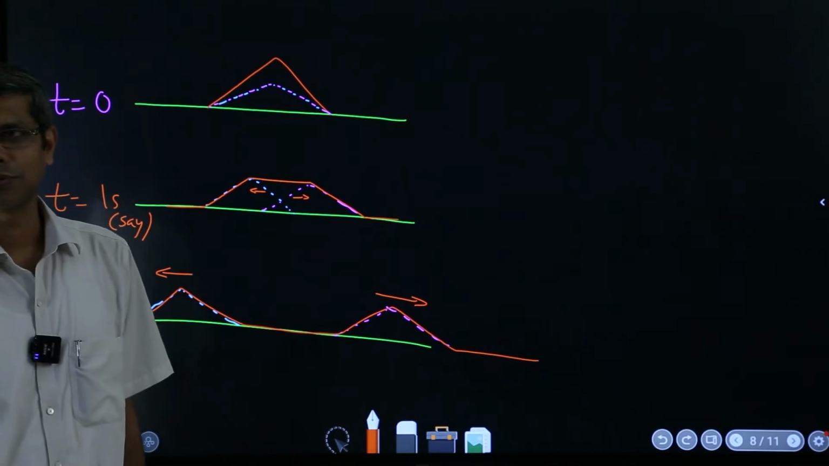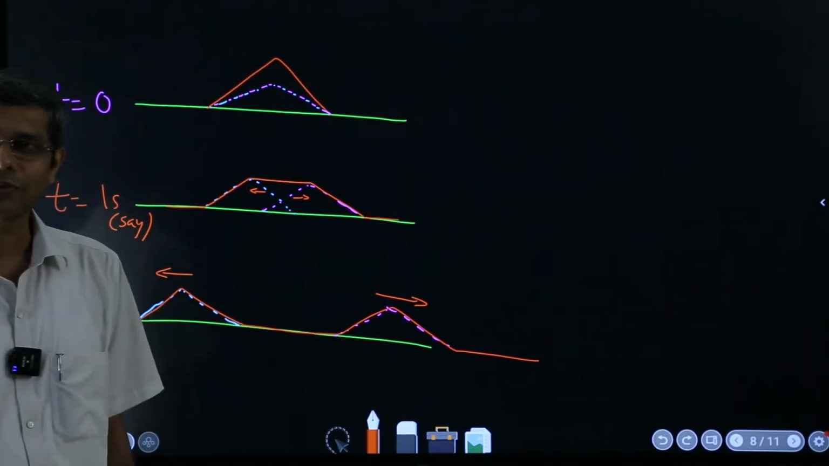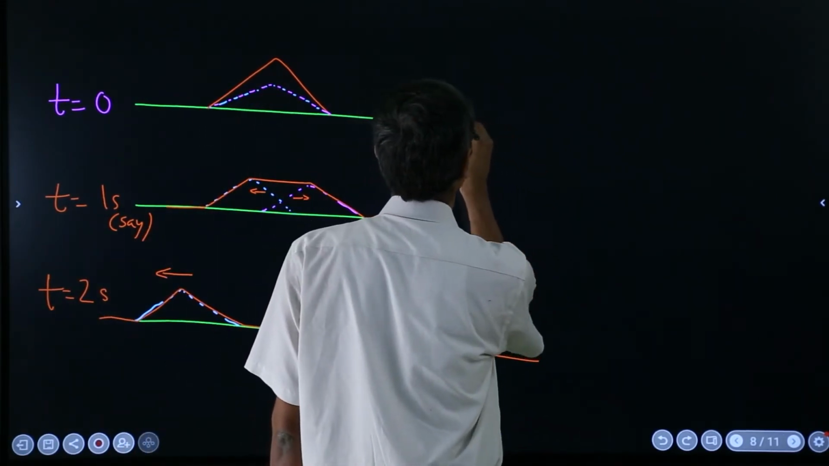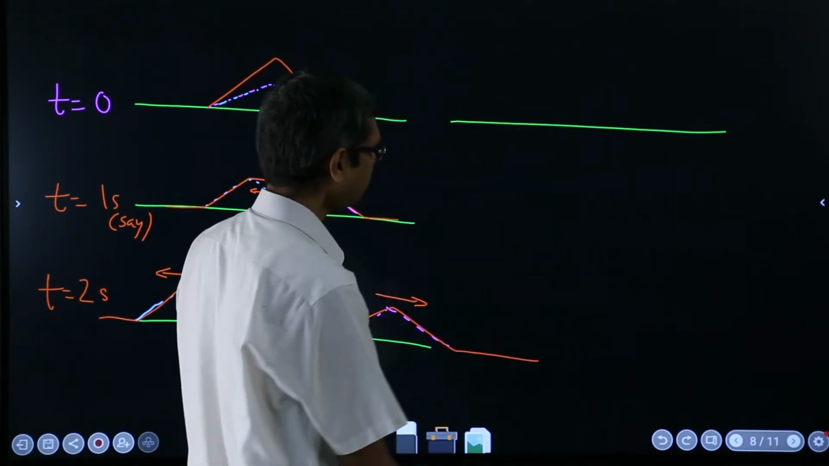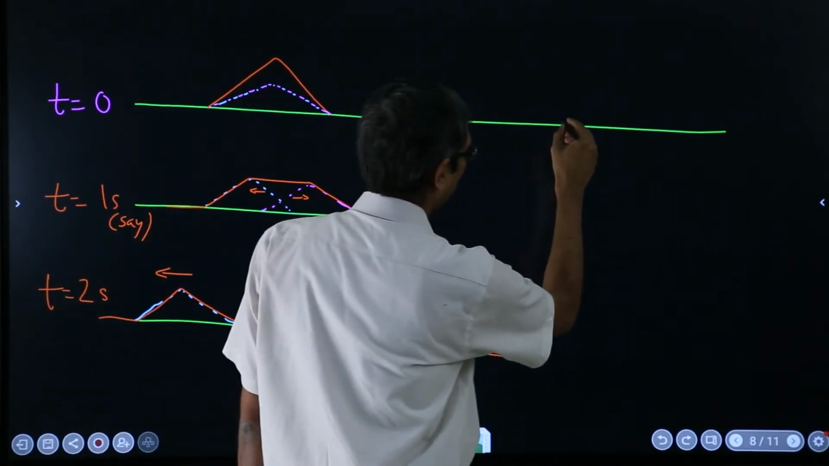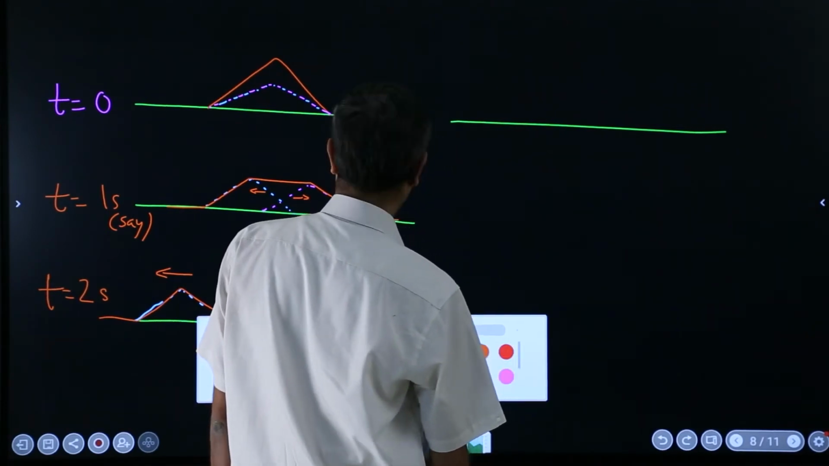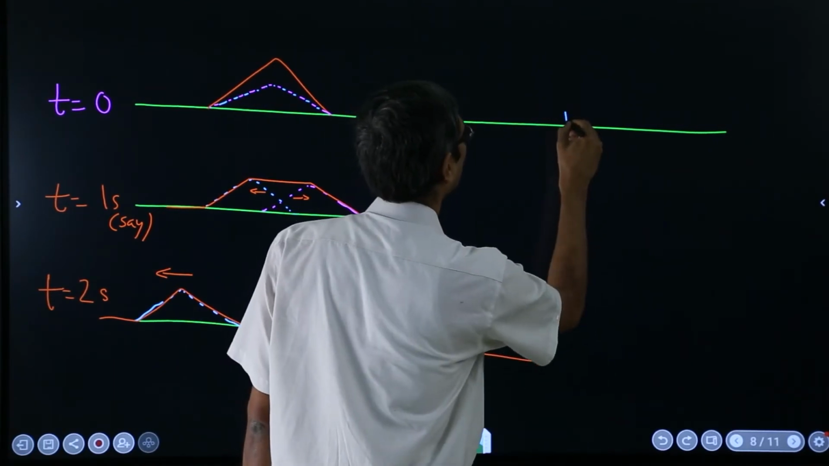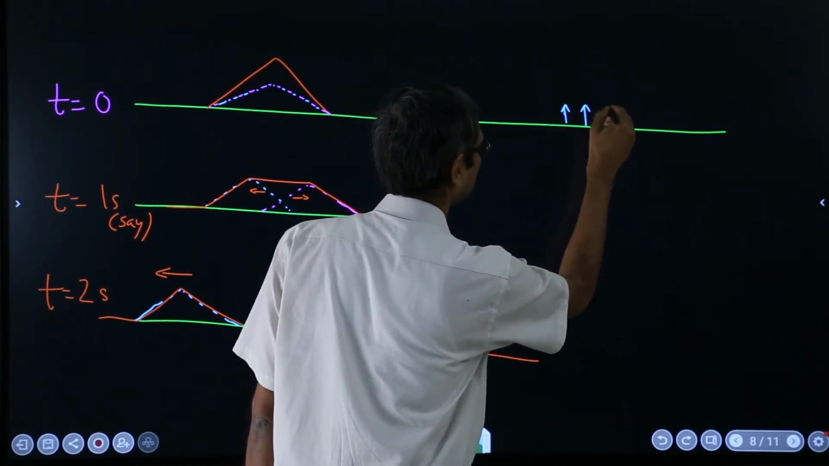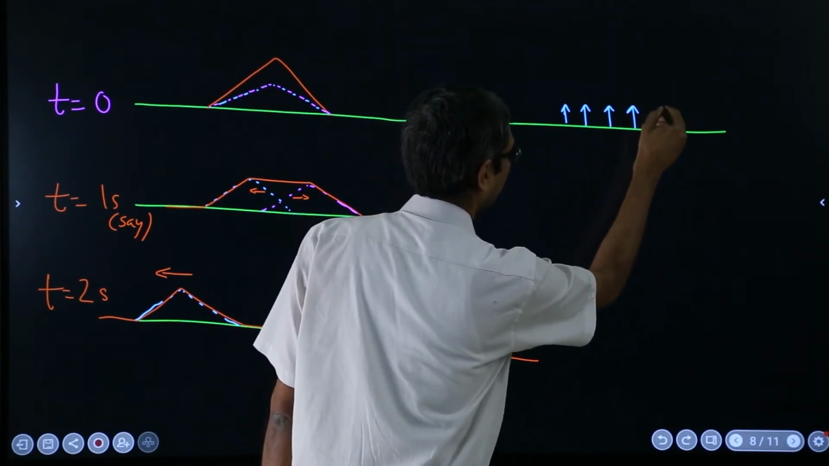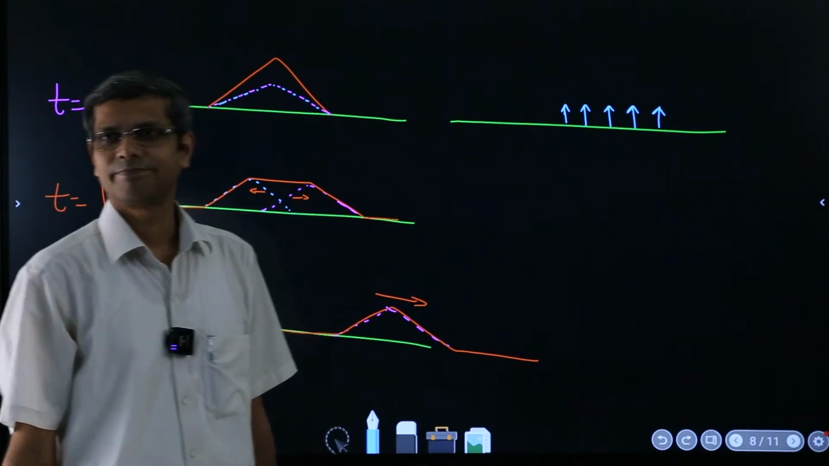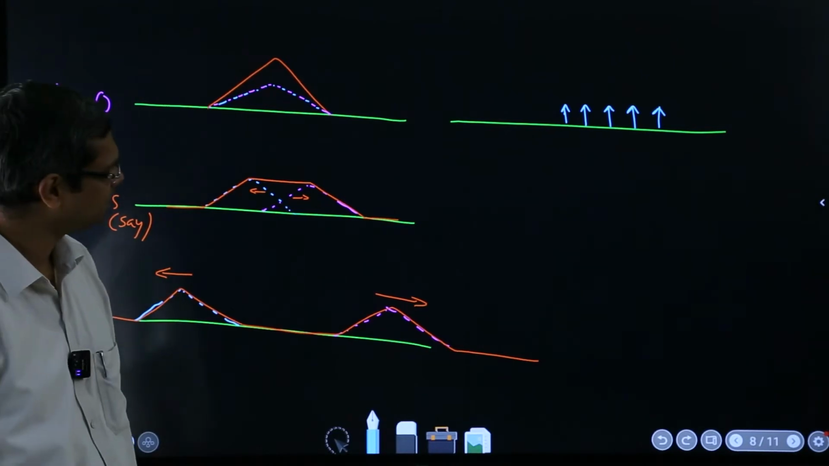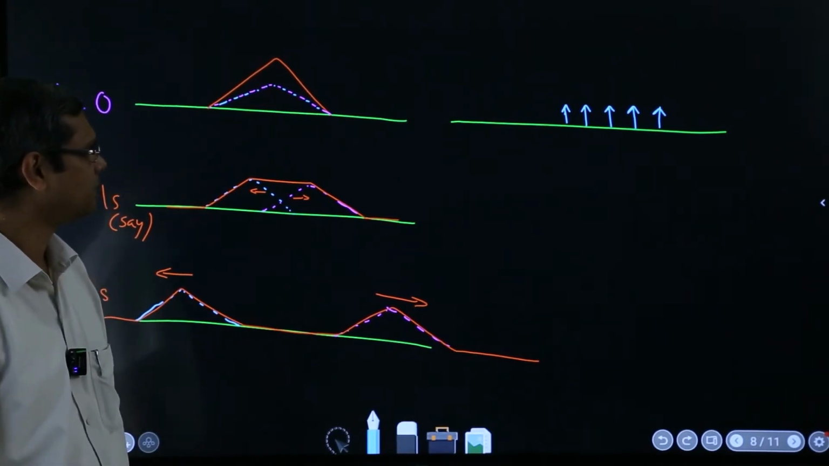Now if I tell you the same thing you should do for a velocity profile. Suppose you have a string like that, and on a certain zone you have, say, the velocity is a constant over this. So I have given a constant velocity profile over a certain length. So what will happen?